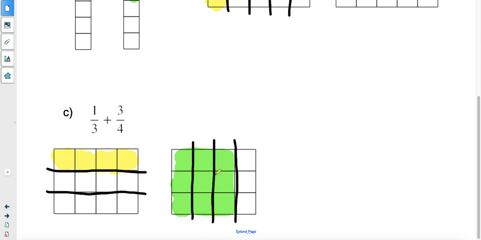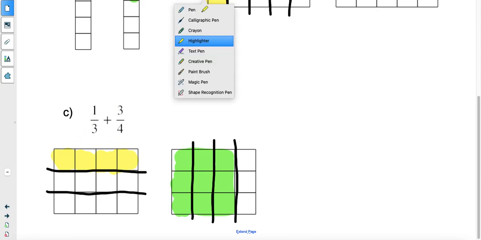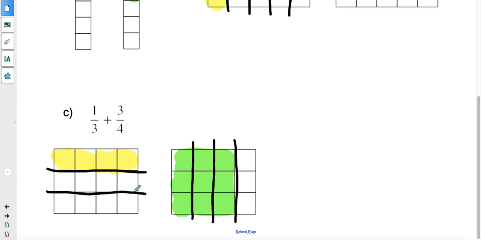Okay, so let's take a look. 1/3, here I'm just shading in 4 out of my 12 boxes. And 3/4, I'm just shading in 9 out of my 12 boxes here. And now, if I add this up, I shaded in 4 boxes here plus 9 boxes here. That gives me 13 total. 13 over 12.